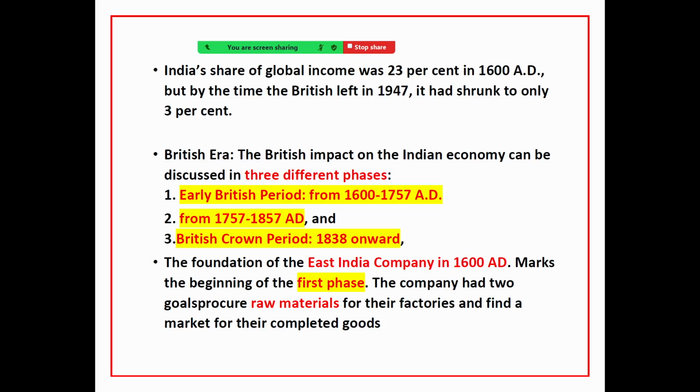How did this happen? Earlier, India used to be the richest country in the world, but by the time the British left India, it was the poorest country. So how did this happen? The British East India Company was like a big business. They came to India with two main goals. What were the two main goals of British India?